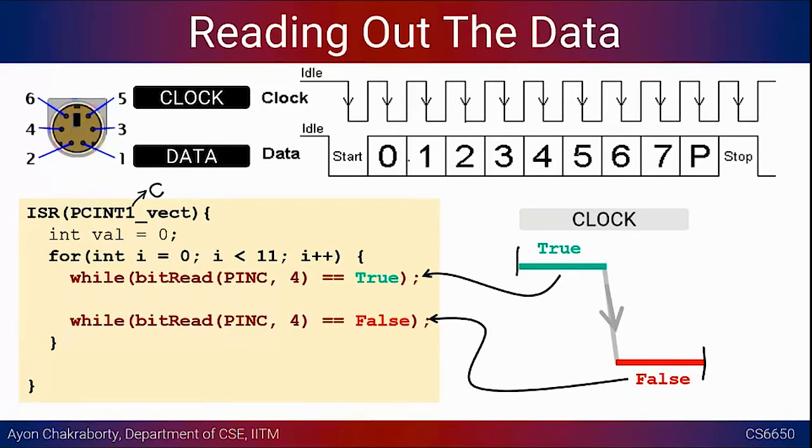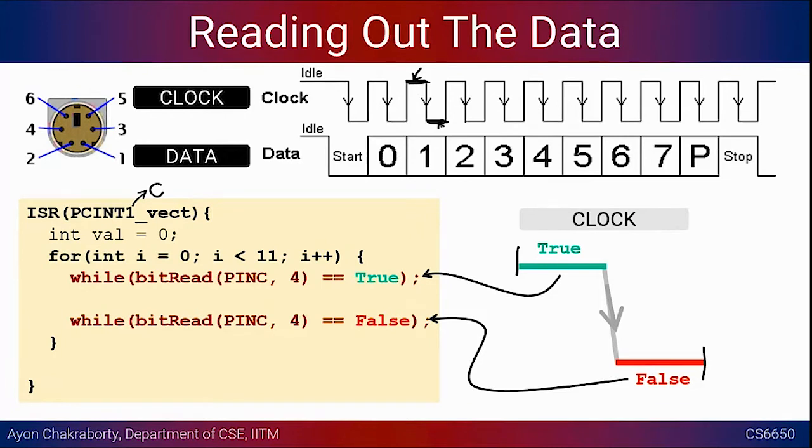So if you compare that with any portion of the picture, this is the part where it is true, and this is the part where it is false, and in between them we want to quickly go and read the data. So we are waiting for this time. This is a kind of busy wait we are doing, waiting for the true state of the clock.